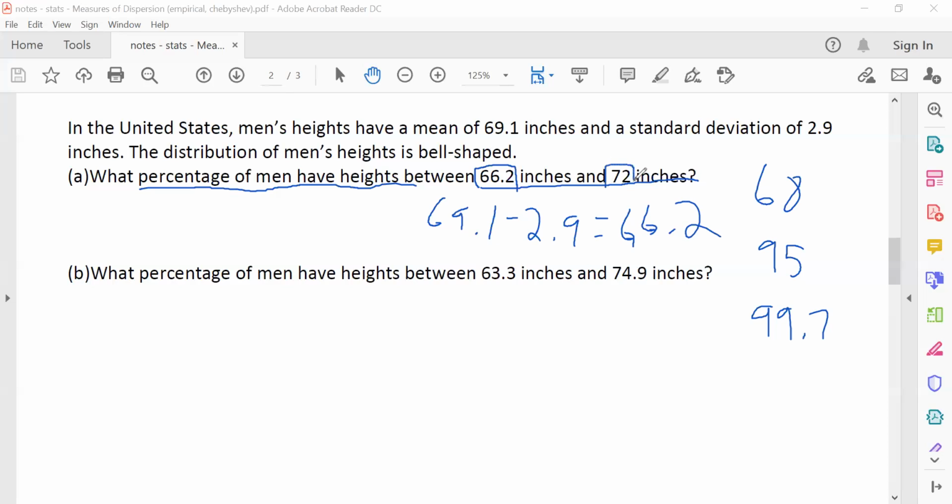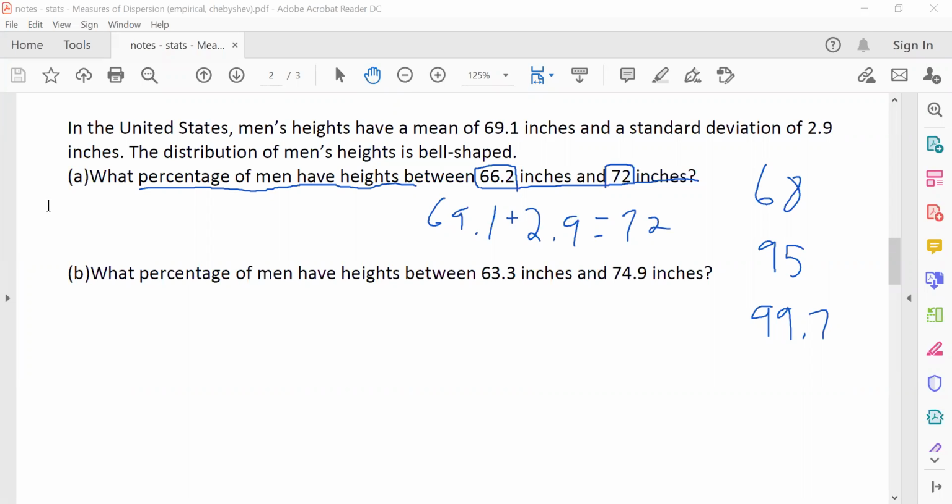72 inches falls within 1 standard deviation above the mean. Don't believe me? Well, do 69.1 plus 2.9 and you'll get 72.